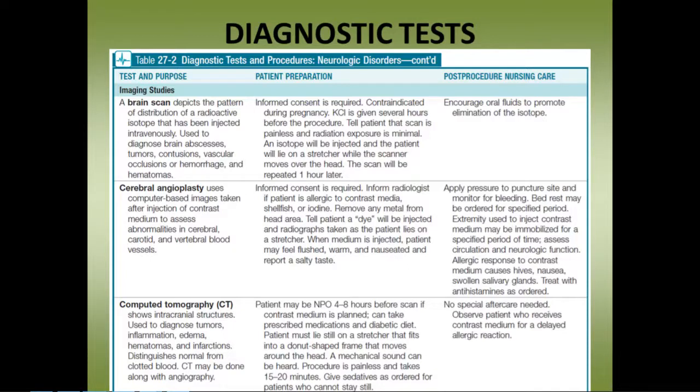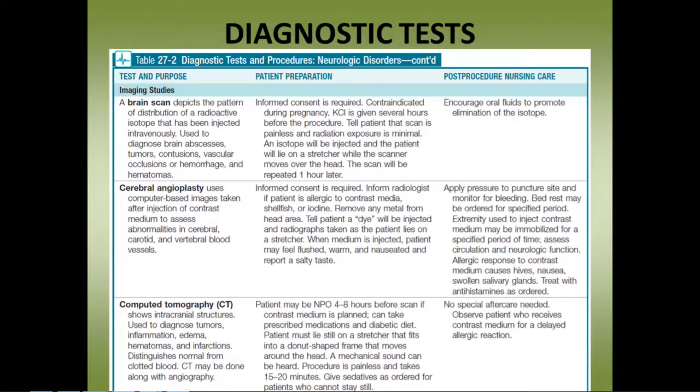So for computed tomography or your CT scan, again, it shows intracranial structures. Take note that your CT scan would use radiation in order to view these intracranial structures. So when is it usually important? It is important when we use it to diagnose tumors, inflammation, edema, hematoma, and infarctions. It distinguishes normal from clotted blood, and CT scans may be done along with your angiography. So in this case, you have to put the patient on NPO for 4 to 8 hours before the scan.